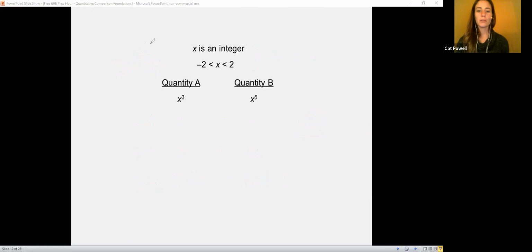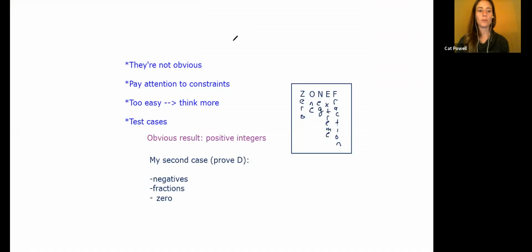So I just want to add something to our list of important things with QC. Or maybe not add, but emphasize. Pay attention to the constraints. We just saw 2 questions that had the same quantities, but the constraints were different, and that gave us different answers. So a super important thing about QC.